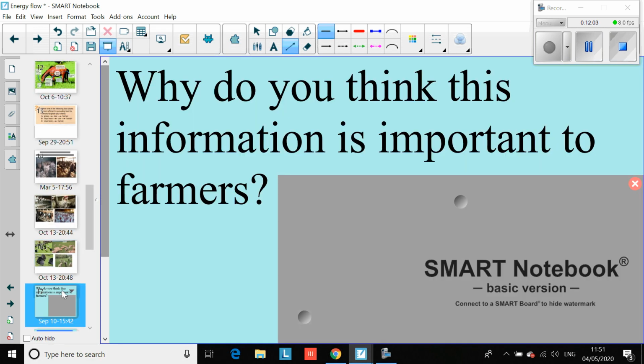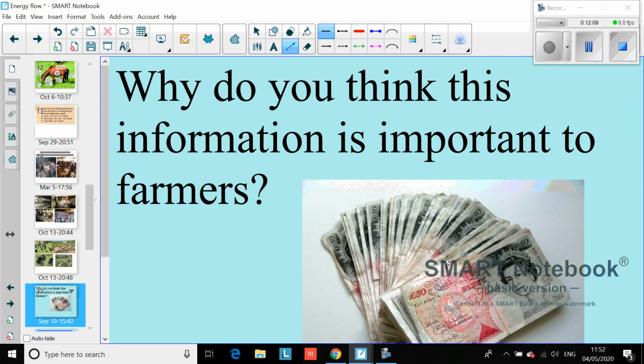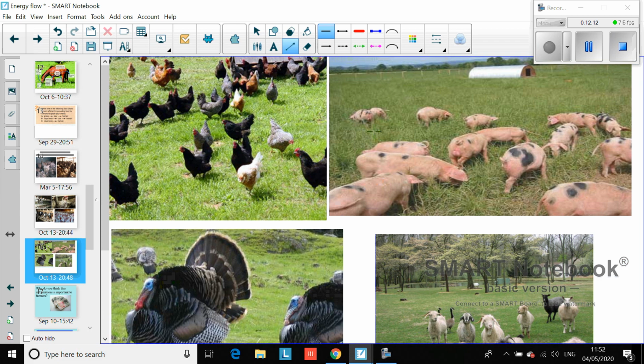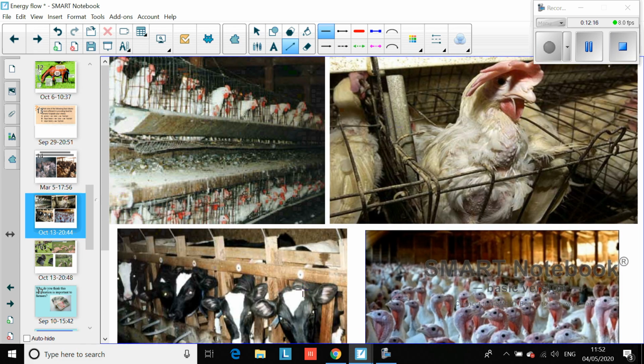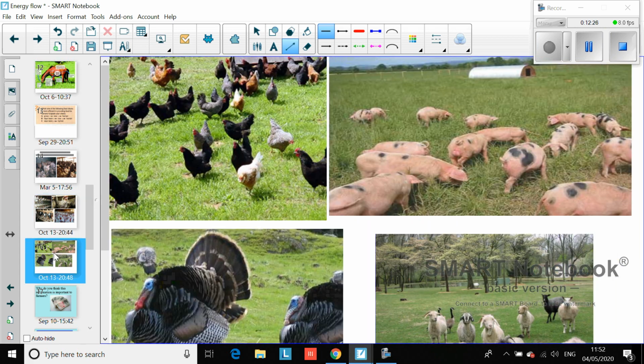So, why do you think this information is important to farmers? The key reason, unfortunately, is money. It costs a lot more money to be ethical than it does to farm in a perhaps slightly more controversial way. Essentially, if you want lots of cheap meat, you don't have to pay too much for it. This is the way you farm. If you want to pay more for your meat, you're going to have to farm this way.